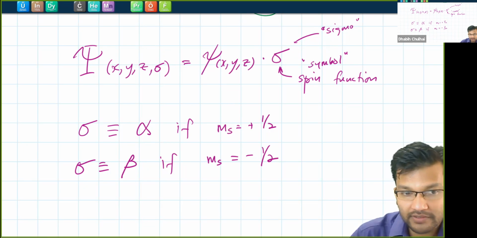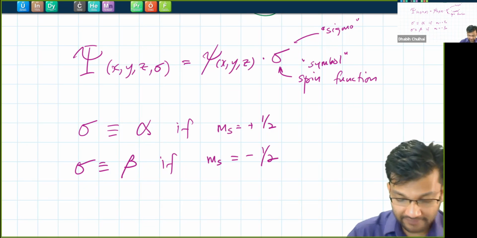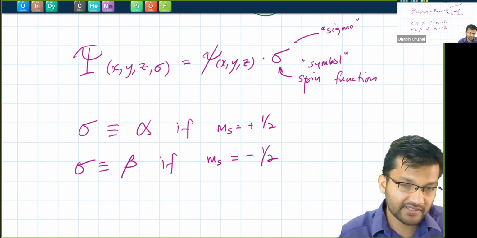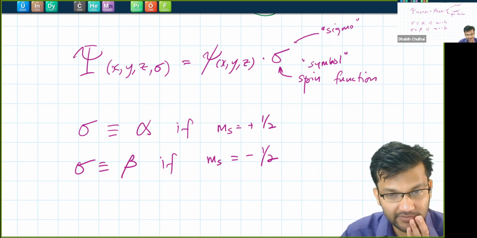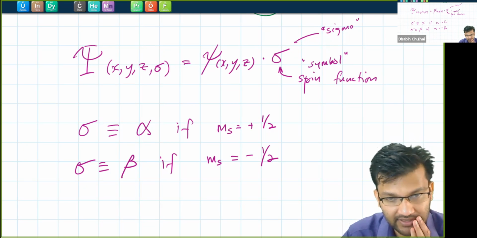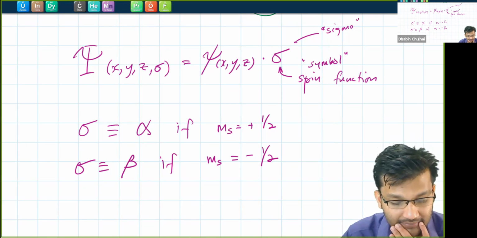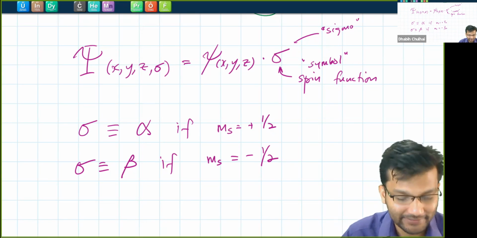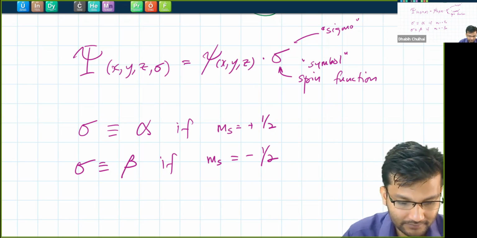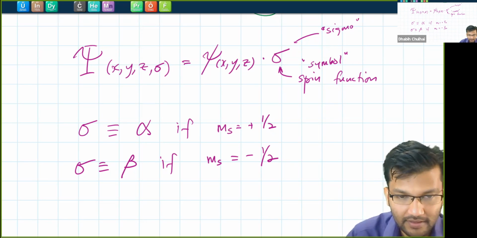So all we're doing is multiplying the wave function by some symbol to represent the ms value, because we actually don't know what the spin is, what it's doing, and how it fits together with the rest of the stuff. Is this a hack? Yes, maybe. Does it work? Also, yes. So why not use it, right? So here's the thing.